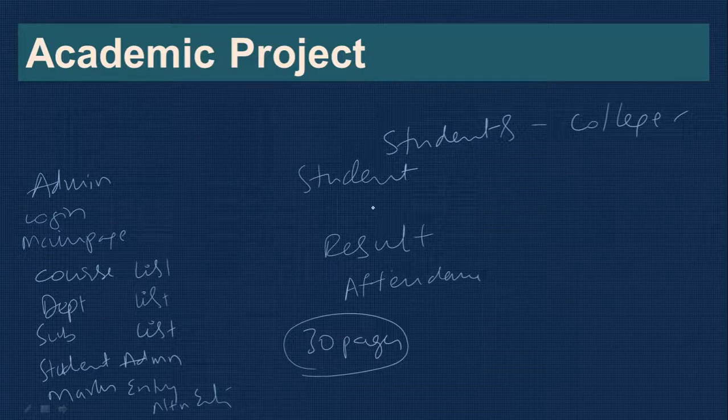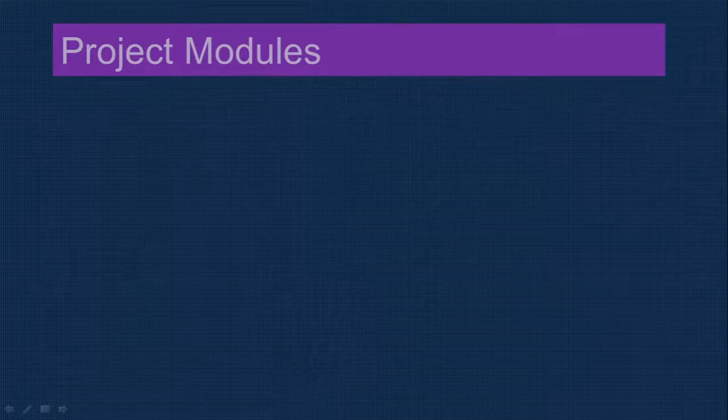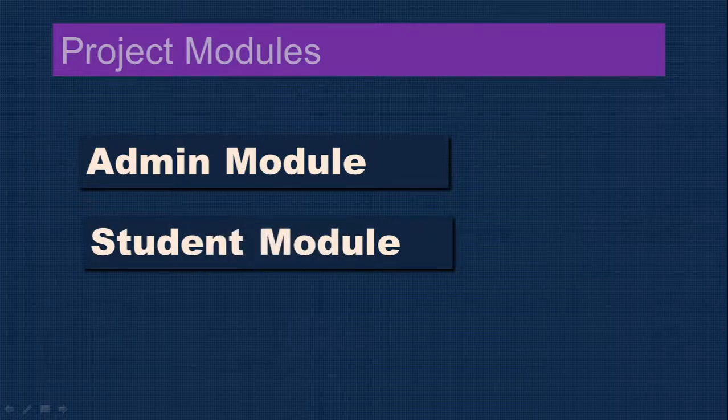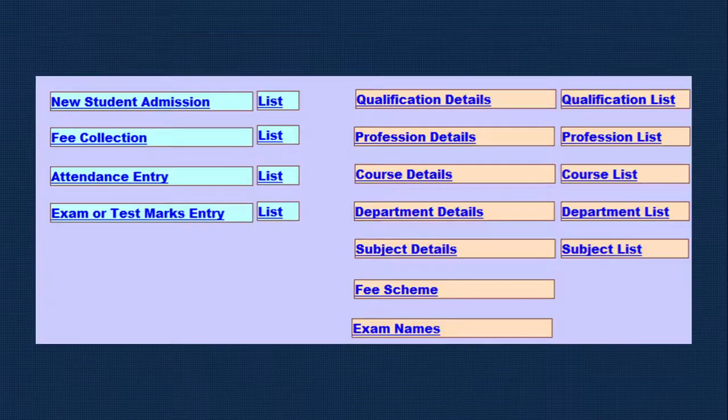Right, now we'll see the modules we want to add in this particular project. It will have two modules: one is the admin module and the other is the student module. Let us look at the options in the admin module. As I discussed already, these options are required: qualification, profession, course detail, department, subject, and fee scheme. Fee scheme means for which course, what is the total fee, which we can enter here. Then the exam name, and here the student admission, fee collection, attendance entry and marks entry.